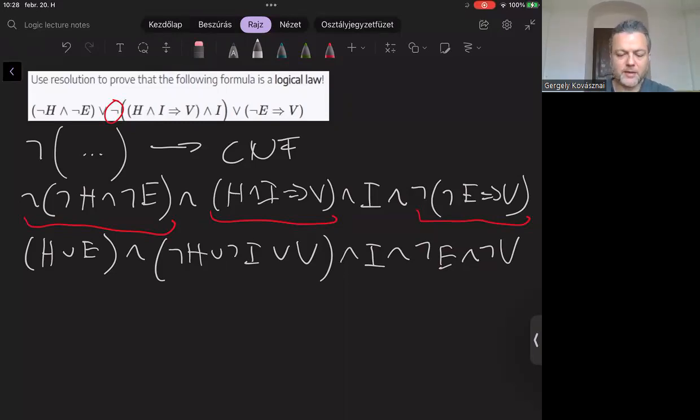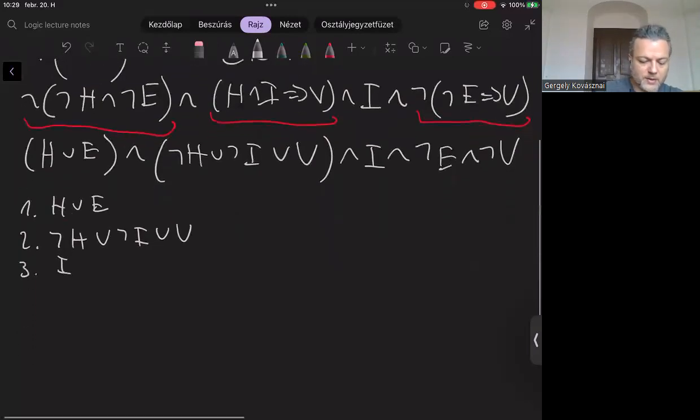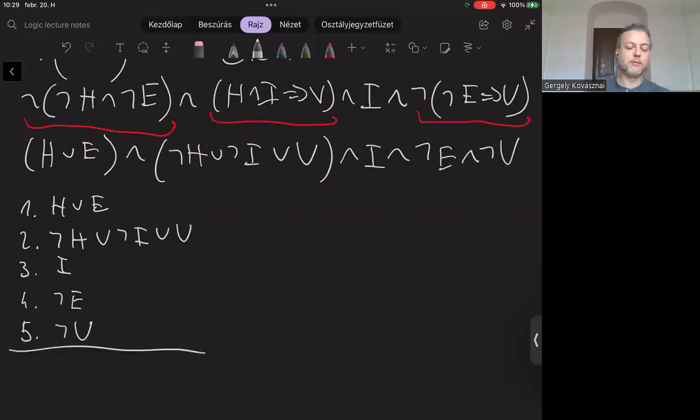So the next thing to do is to run the resolution algorithm. For this, let me just enumerate all the clauses we got inside the CNF. So first of all, we have a clause H or E. Then we have another one, not H or not I or V. And then we have 3 unit clauses. A unit clause is a clause which contains only one literal. The first unit clause is I. The second one is not E. The fifth one is not V. Okay, so we have 5 input clauses.